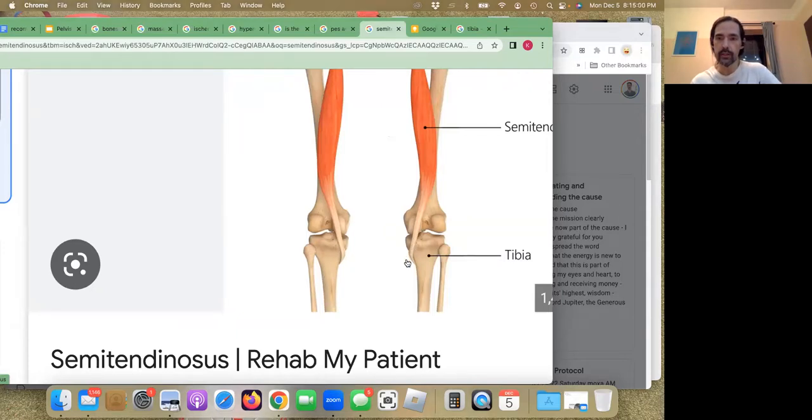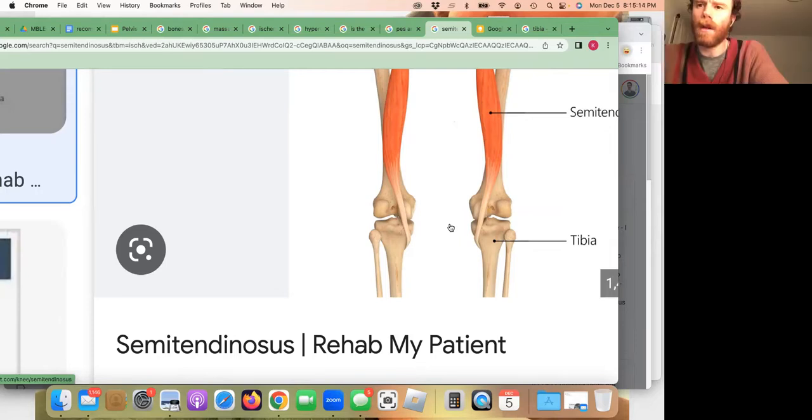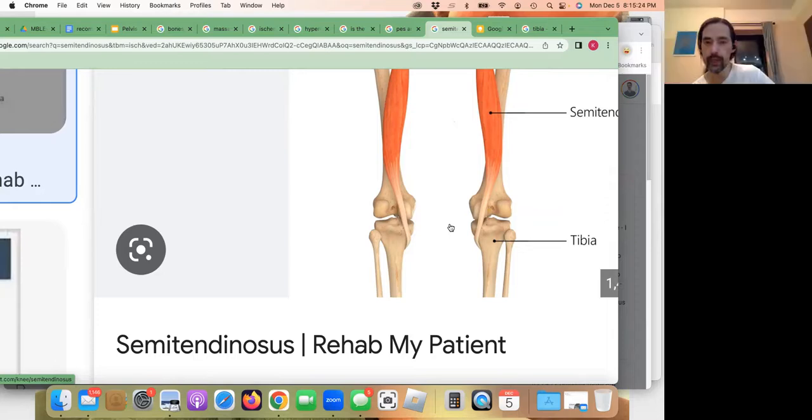So would you say that this tendon, Josh, is more anterior or more posterior? Well, it looks like it attaches on the anterior part of the tibia. I would agree with you. And which muscle attaches to the anterior aspect? The semimembranosus or the semitendinosus?